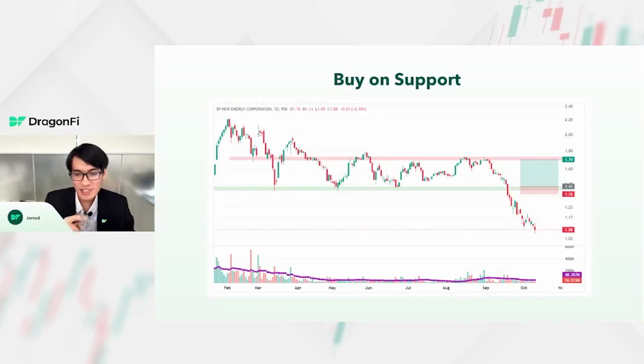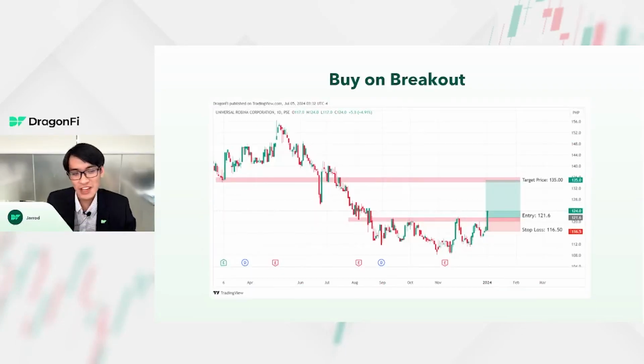So here, dapat once tumama na sa stop loss mo, you have to practice risk management and sell at a loss, di ba? Para from 1% loss, it doesn't go down to 10% loss, di ba? So you have to minimize the risk. Next.